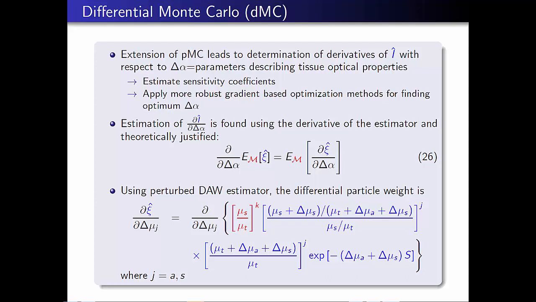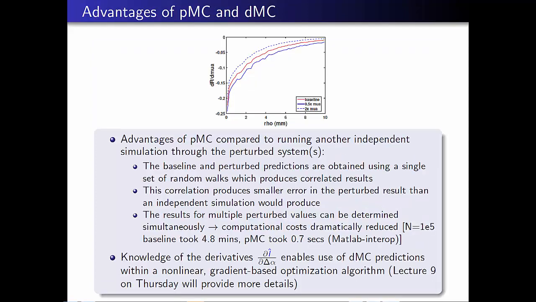So the way that we do that is to find the derivative of an estimate. We take the expectation of the derivative of that estimator, and it's very direct: you just take the derivative of this with respect to delta mu A or delta mu S, and that gives you your estimator for the derivative. You can also do second derivatives, cross derivatives, and get covariance matrices. So the advantage of both of these is that you're using one single random walk.